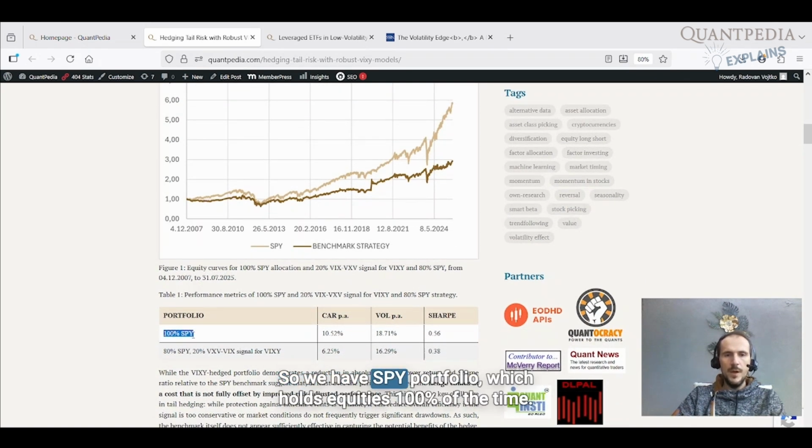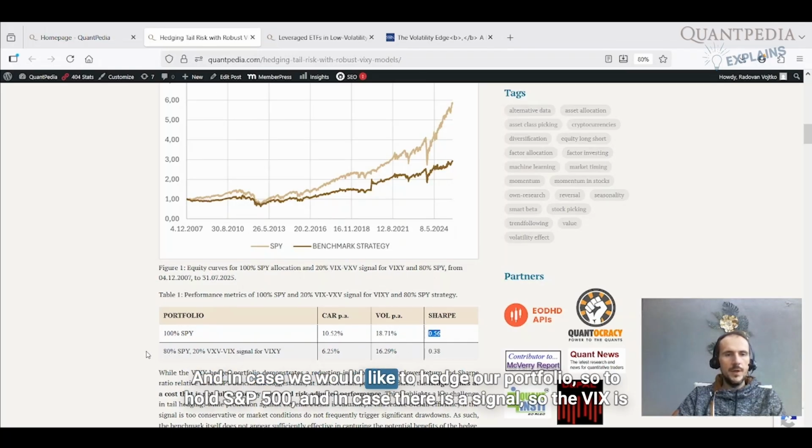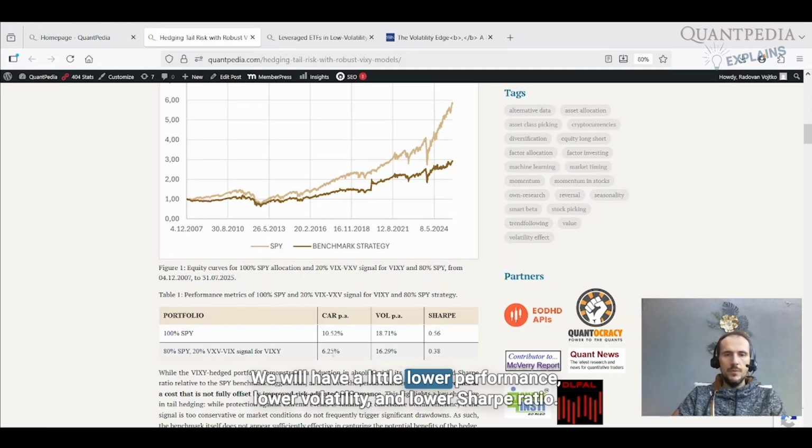So we have an SPY portfolio, which holds equities 100% of the time. We have a performance, volatility and Sharpe ratio of 0.356. And in case we would like to hedge our portfolio, so to hold the S&P 500, and in case there is a signal, so the VIX is higher than VXV, we will buy a 20% hedge with VIXY. We will have a little lower performance, lower volatility and lower Sharpe ratio.